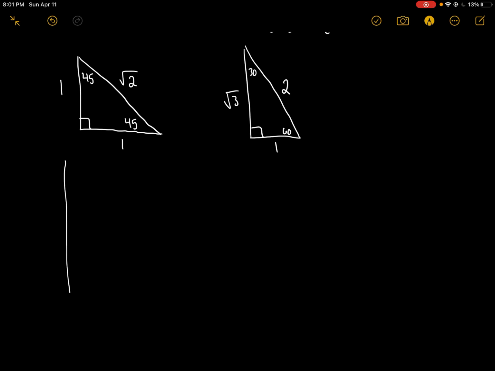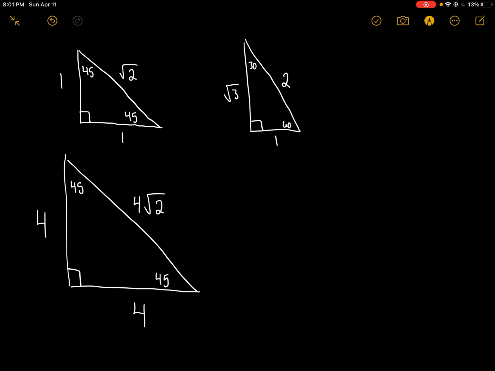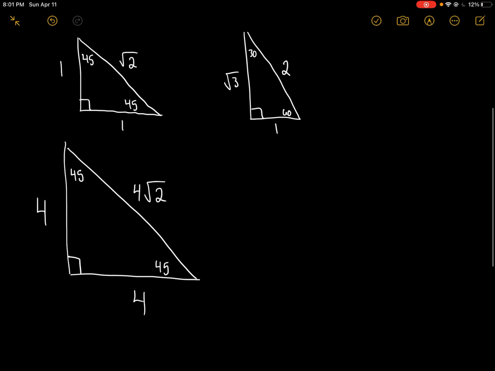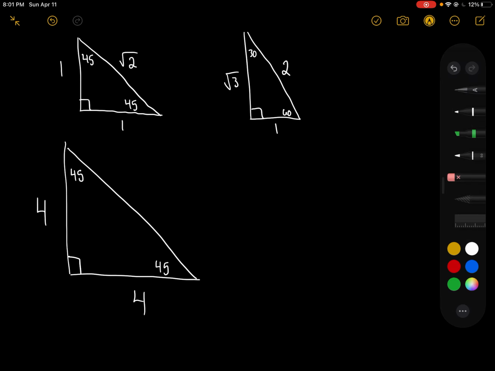So you might be thinking, okay, well, Mr. R, I've never seen 1, 1, and root 2 for the sides of this. Well, it's because it's in a ratio. So for example, you could see a larger version of this triangle with two 45-degree angles. And in this case, maybe if this side is like 4 and this side is also 4, then it would be 4 times the square root of 2. So they're in proportion to each other.